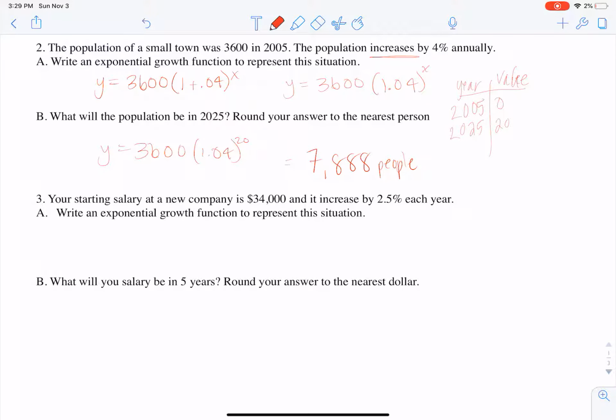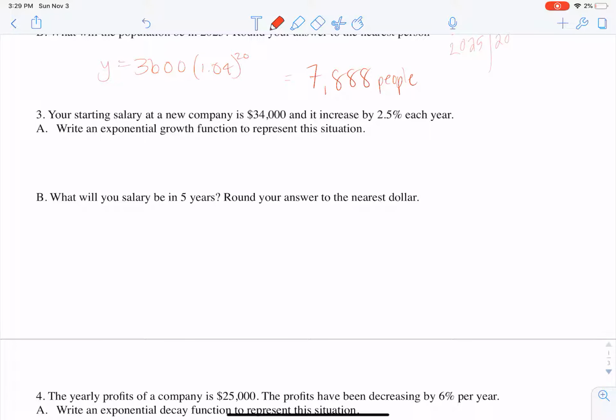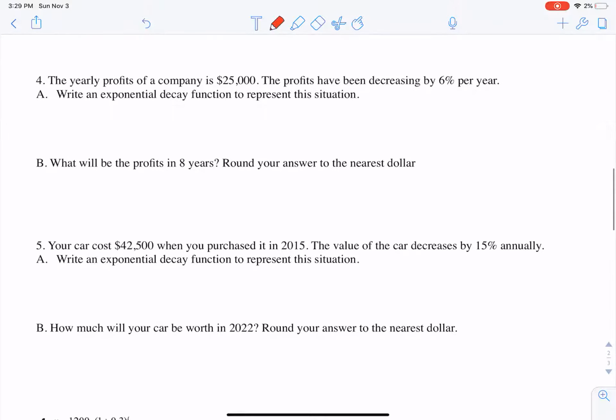Great. Let's see, your starting salary at a new company is $34,000. It increases by 2.5% each year. Write an exponential growth function. So y equals my starting value and 1 plus 0.025 raised to the x power. What will your salary be in 5 years? We'll plug in 5 into my x value there.